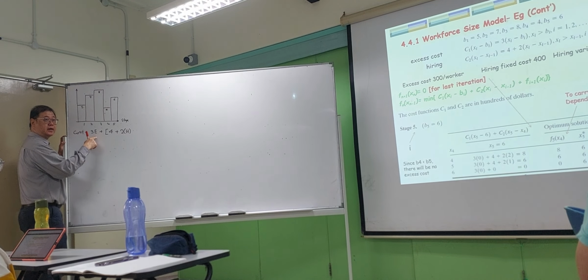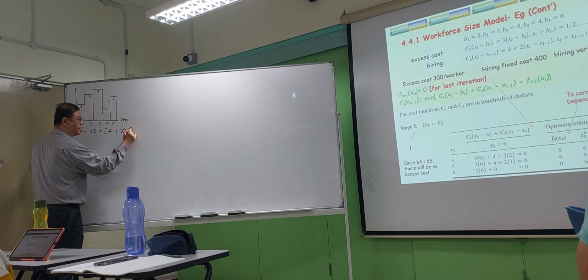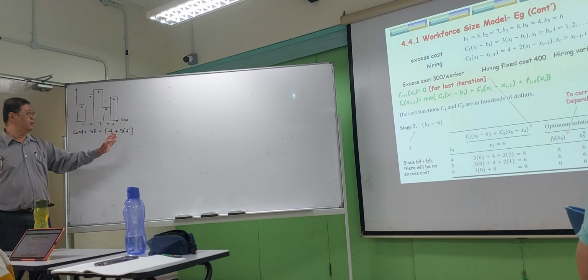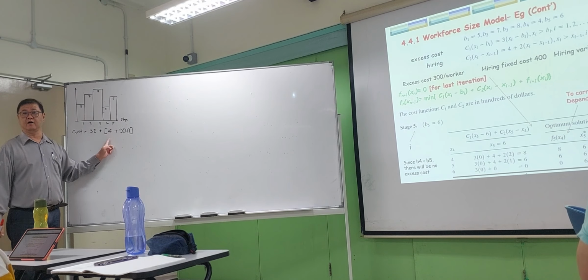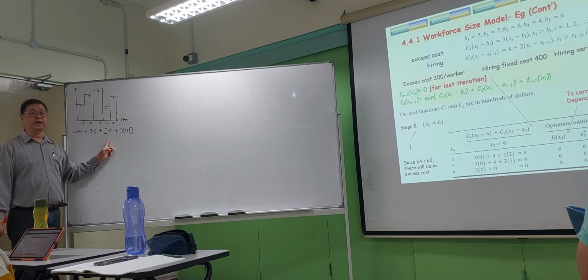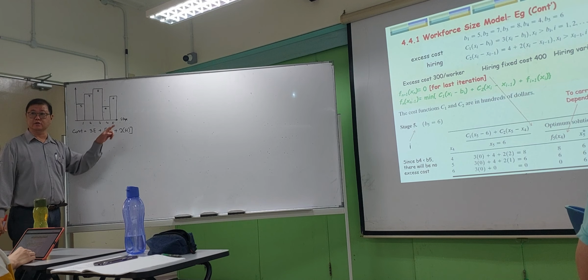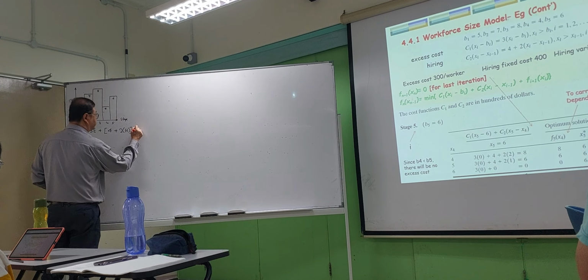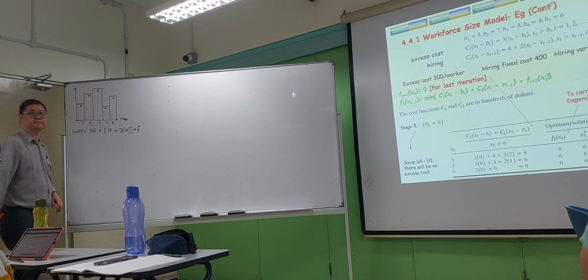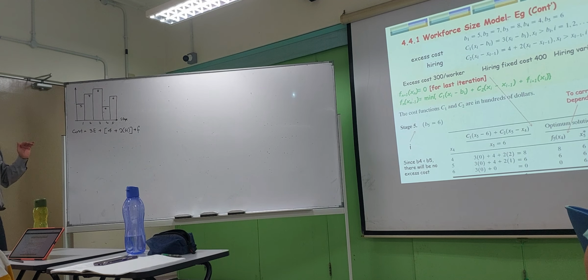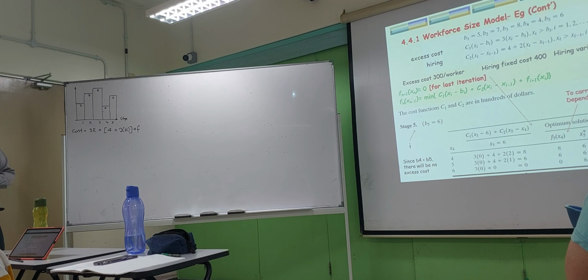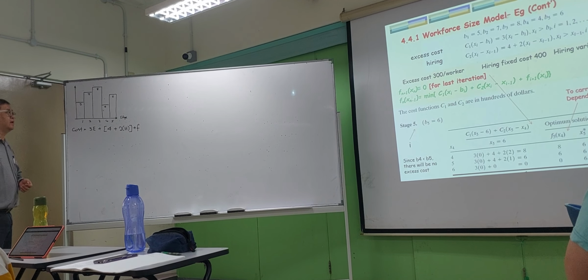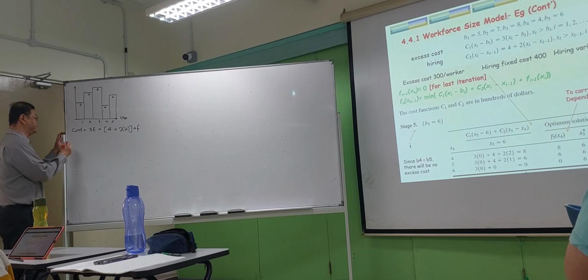This is my extra worker. Now take note here. If I didn't hire anyone, do I need to pay for this 400? Don't need. Okay? So when x equal to 0, the whole term is equal to 0. Okay? Plus F. Okay? So this is the formula to calculate cost. Okay? Follow up. Now we start with step number 5.